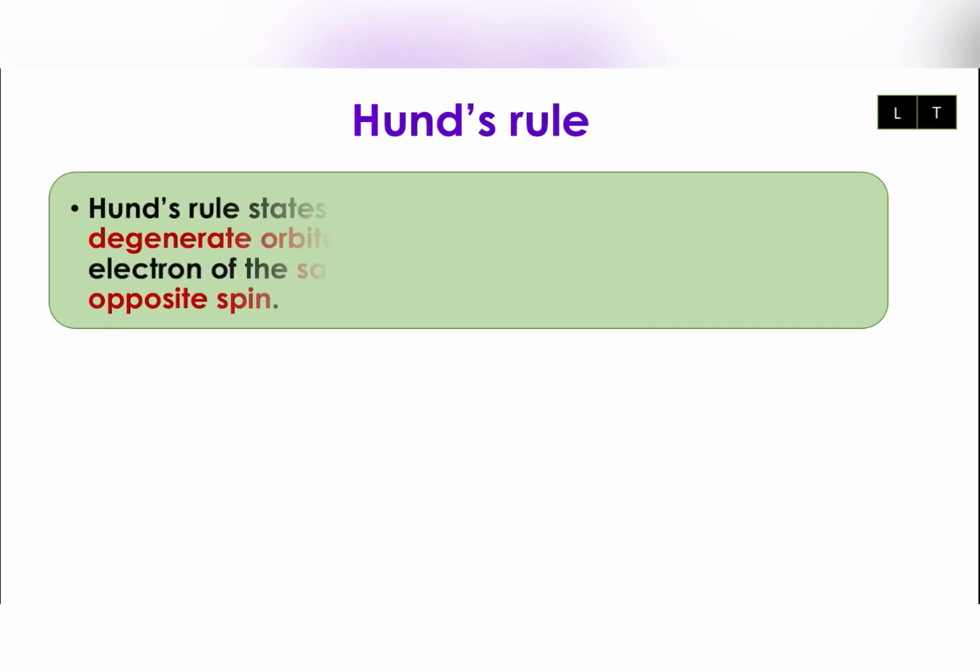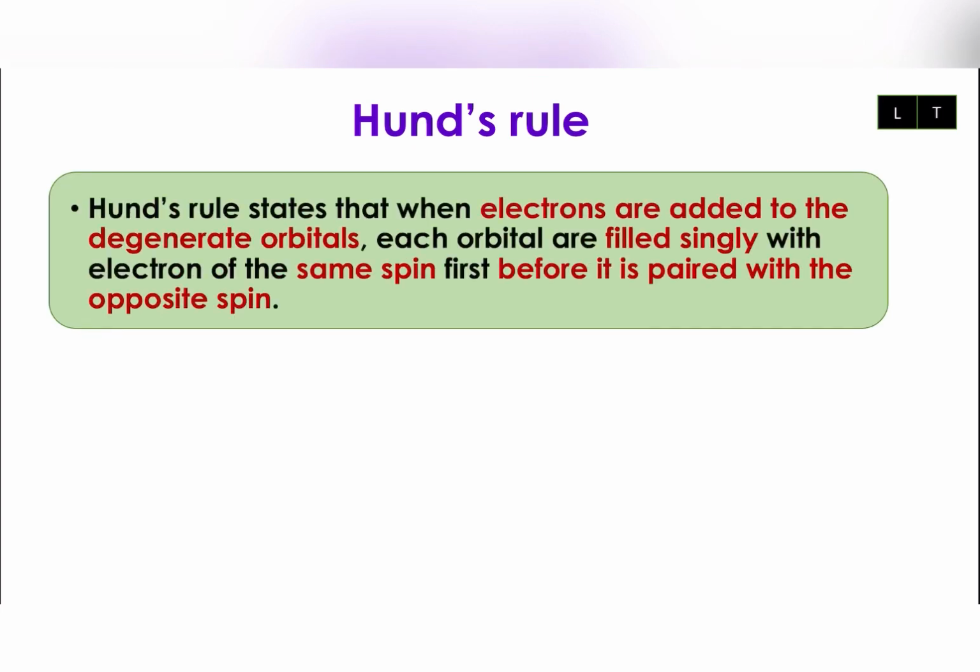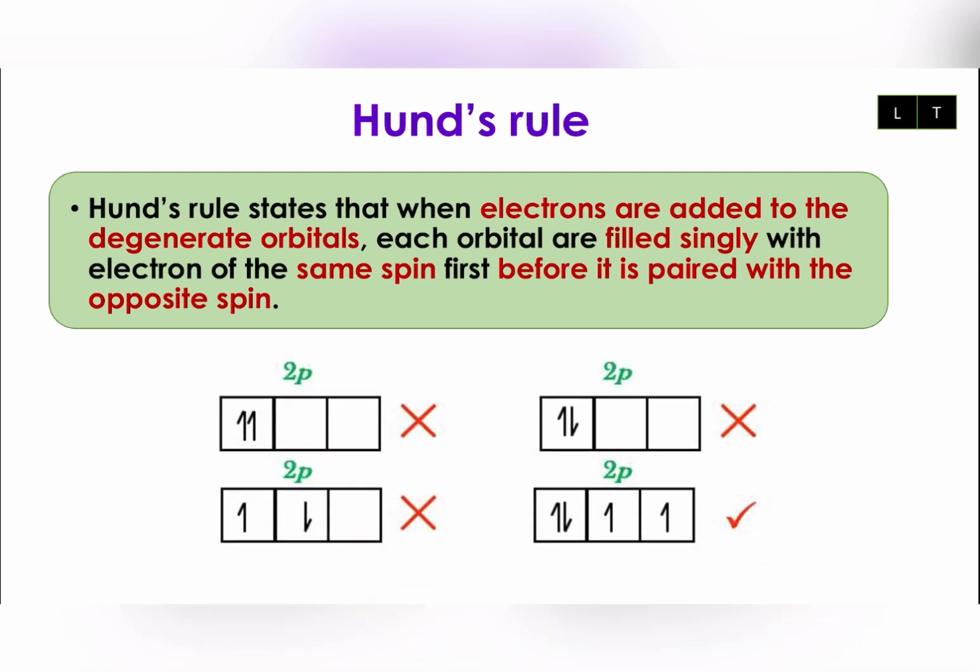We know that electrons are added to degenerate orbitals, and each orbital is filled singly with an electron first with the same spin. So if I have this picture, this one is wrong because I have to fill in the second box with a single electron first. This one is also wrong because it is filled with the opposite spin first. Actually, we have to fill single electrons with the same spin first.